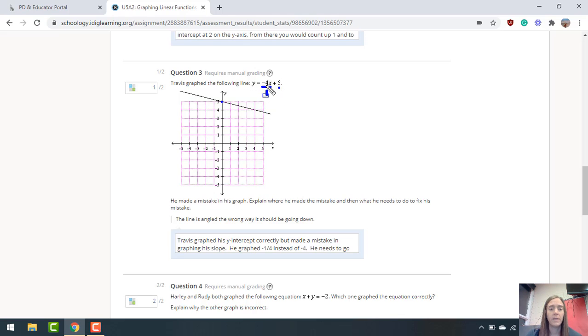So his slope, he should be going down 4, because it's a -4, and to the right 1. So if I go down 4, 3, 4, and to the right 1, down 4, to the right 1, that's where his line should be. Okay, so the line should be a lot steeper. So it looks like he got his slope mixed up. So that's his mistake. He went down 1 and to the right 4, so he got them backwards. That's the mistake on that one.